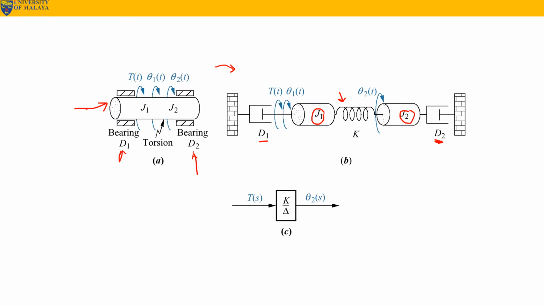So for this particular example, let's say we are asked to find the transfer function G of s, where G of s is basically theta 2 of s over T of s, where the input is T of s. So that is the problem, and the answer is given in figure C. So let's say we want to try and derive the transfer function for this particular system.